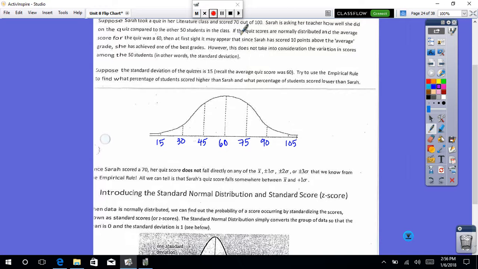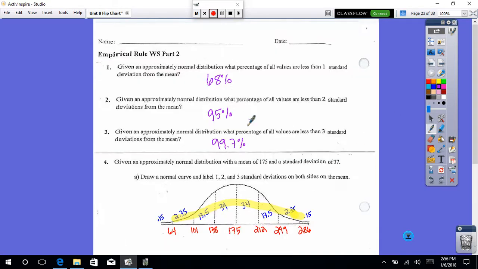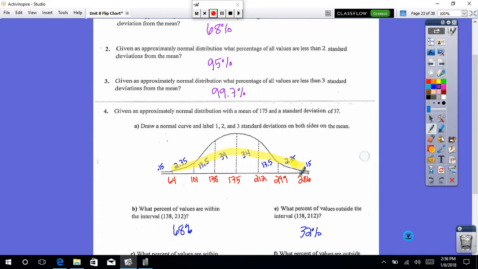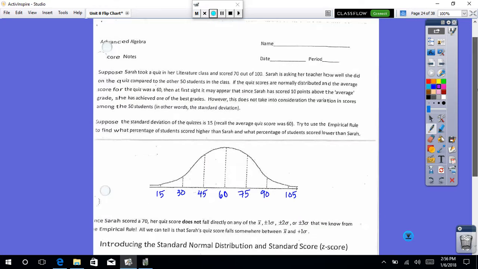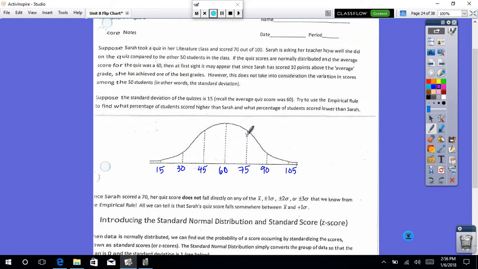Sarah scored a 70. I don't see 70 on here like it was in the past problems that we've done. Before, if I asked you, let's say this was test scores, and Sarah scored a 212, you could easily go to 212, add up the percentages, and realize how many people got higher than her. Not the same here. It is not a set step away, so I can't exactly calculate the percentage the way I did it before.